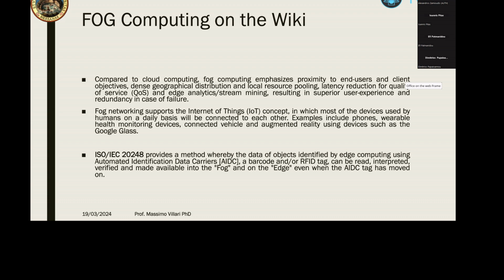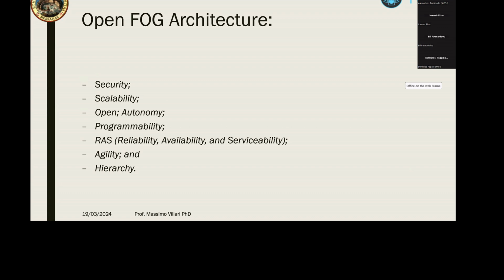Examples that took advantage of fog computing are, of course, phones, wearable devices for health monitoring, connected vehicles, augmented reality, and so on. The fog architecture includes security, scalability, programmability, reliability, availability, and serviceability, hierarchy, agility, and so on.